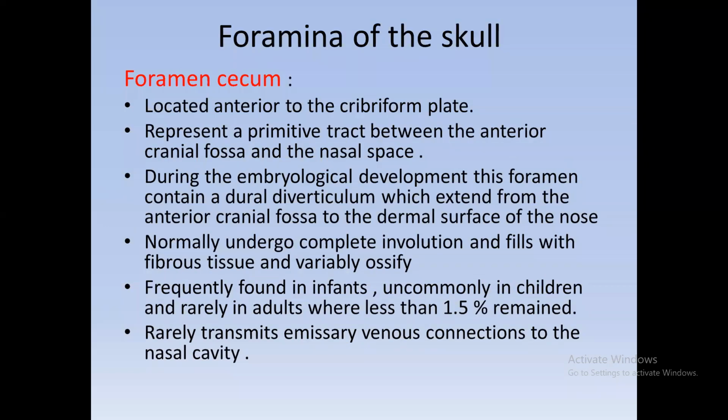The foramen of the skull, the first foramen is called the foramen cecum, located anterior to the cribriform plate, representing a primitive tract between the anterior cranial fossa and the nasal space. During embryological development, this foramen contains a dural diverticulum, which extends from the anterior cranial fossa to the dermal surface of the nose, normally undergoes complete involution and fills with fibrous tissue and variably ossifies. Frequently found in infants, uncommonly in children, and rarely in adults, where less than 1.5% remain. Rarely transmits emissary venous connections to the nasal cavity.